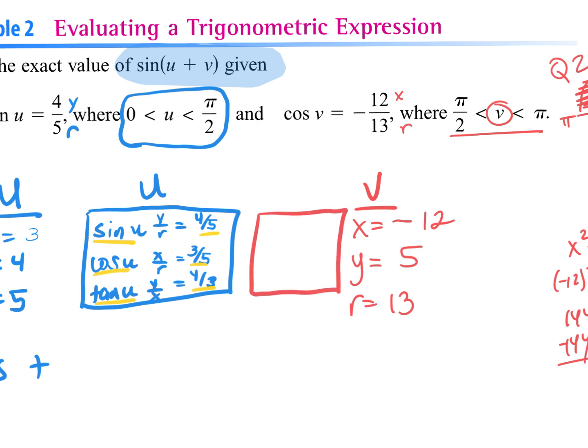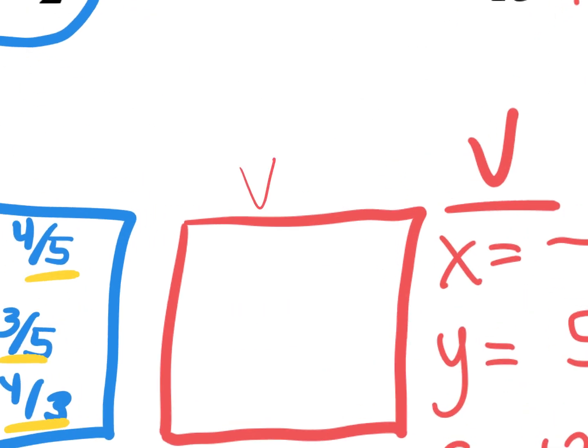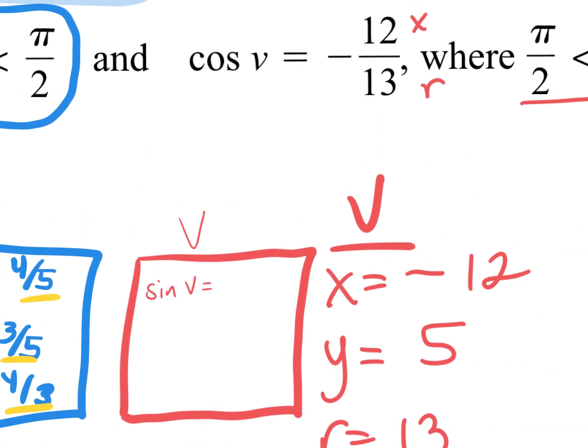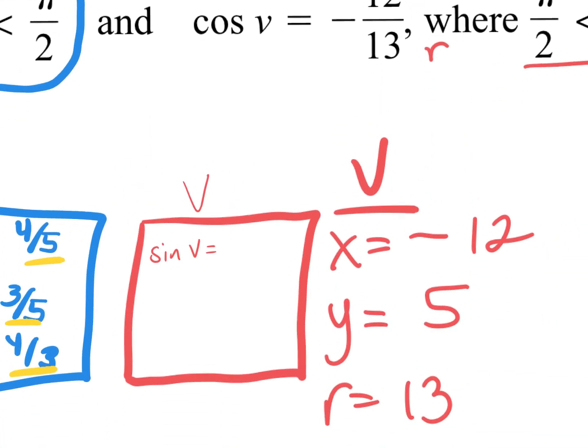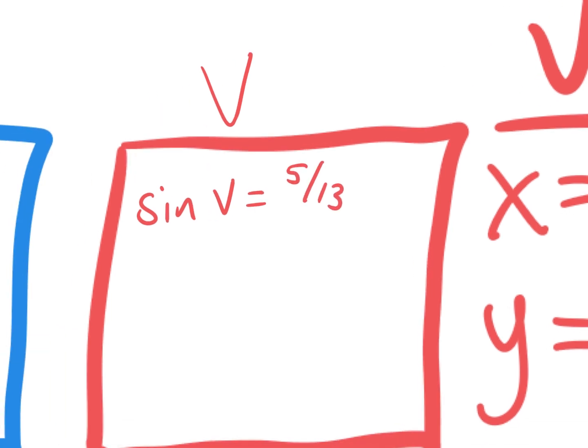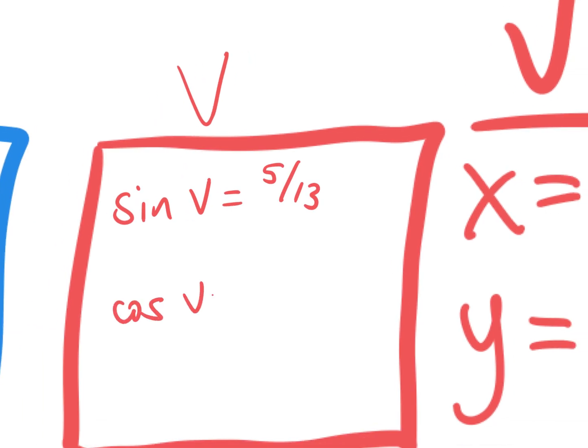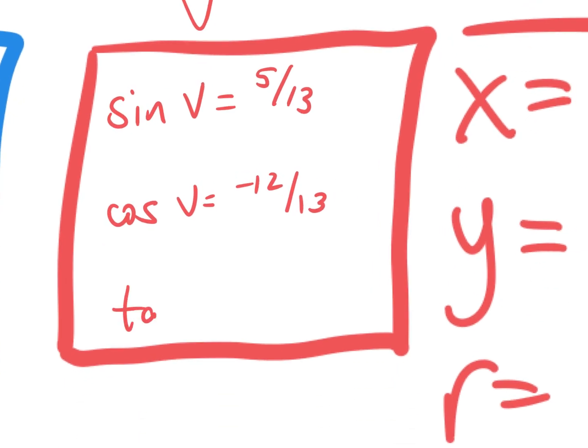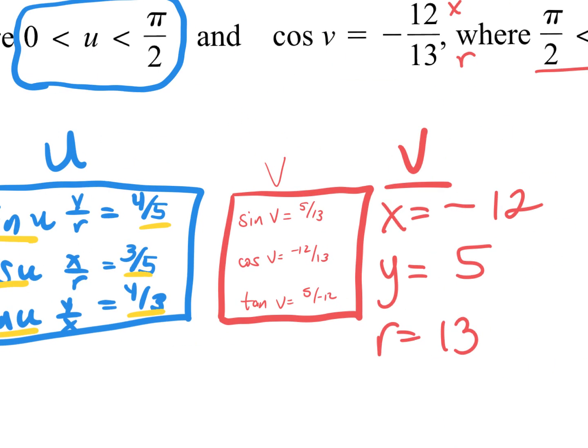I think it's a really good idea to write down the sine, cosine, and tangent of each. So here's v. What is the sine of v? 5 over what? 13. Good. What is the cosine of v? Negative 12 over 13. And then what's the tangent? 5 over negative 12. Now you guys are like, oh my gosh, seriously?